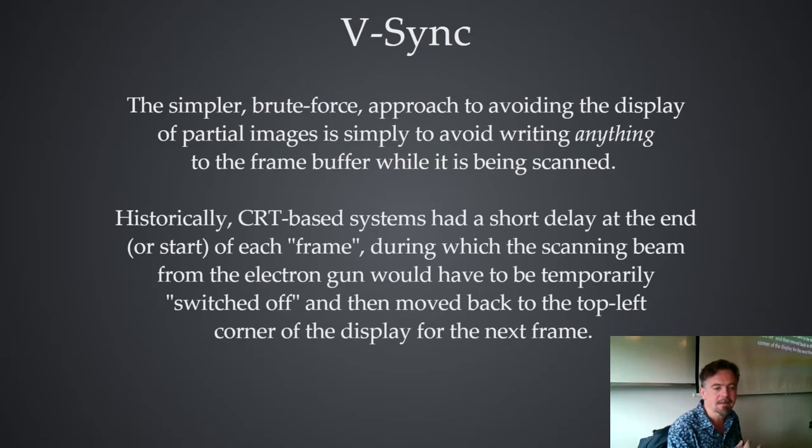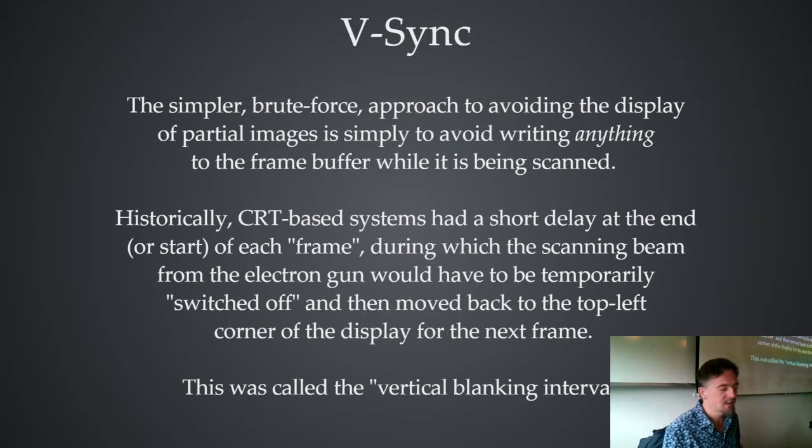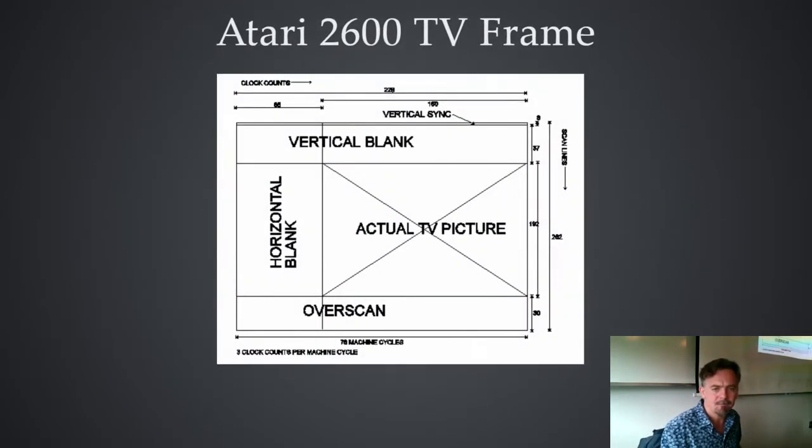So there was indeed a delay at the start or end of the frame, and the beam was switched off, and you could draw stuff without it causing artifacts. This period is called the vertical blanking interval. And it still exists in modern standards, even HDMI, digital interfaces. They've got a vertical blanking period where there's just nothing really happening as a legacy of all this.